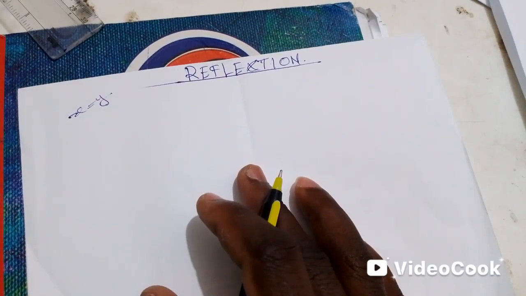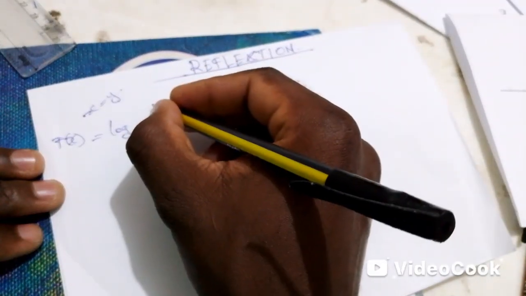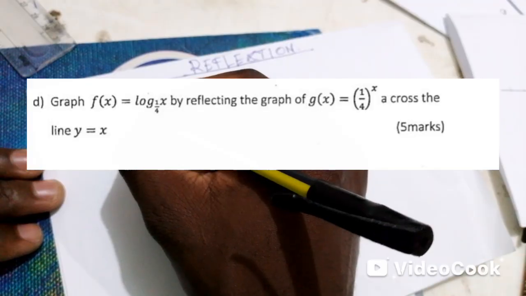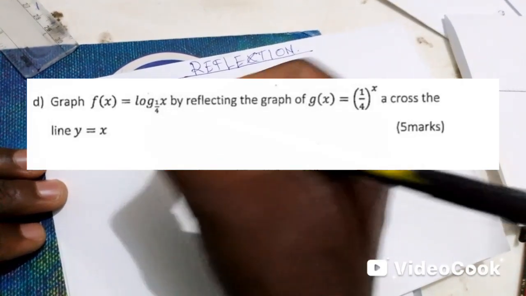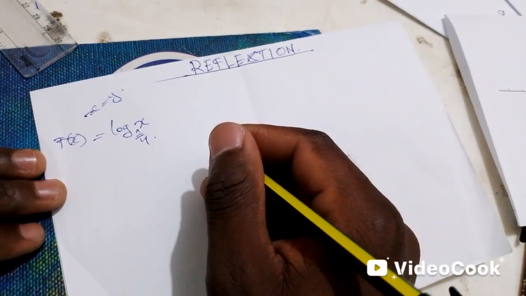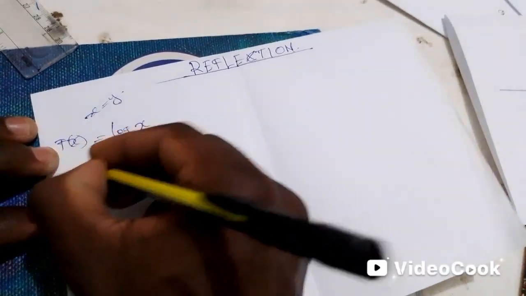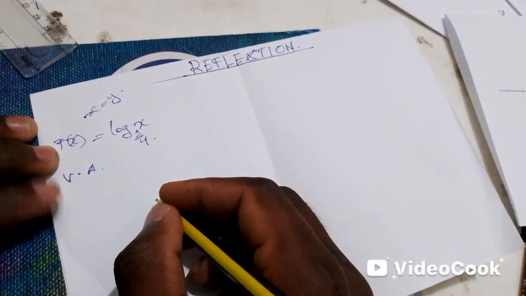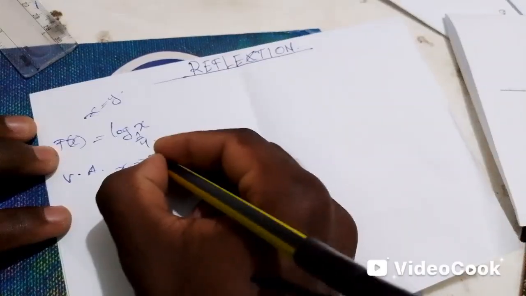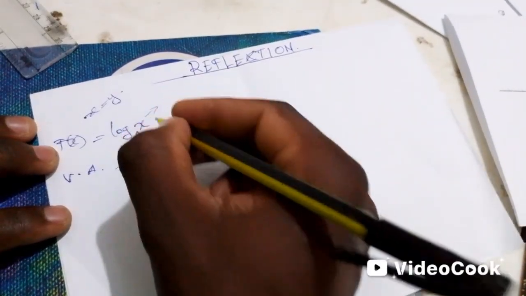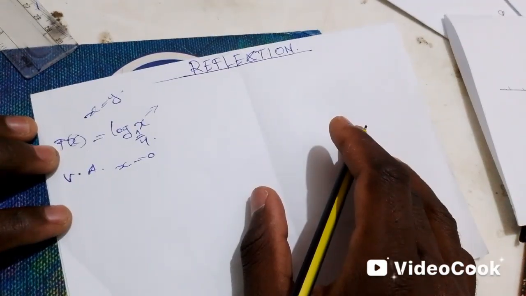We can start with f of x. So f of x is equal to log base 1 over 4 of x. The same way as we always do things, we have to find the vertical asymptote. The vertical asymptote for this one is where x is equal to 0, because x is the only argument there. So x is equal to 0. We are done with the vertical asymptote.